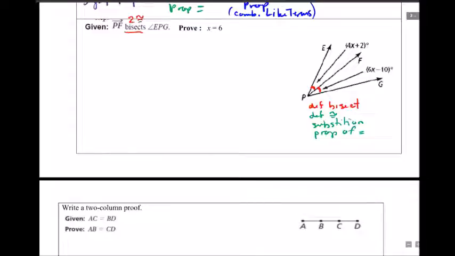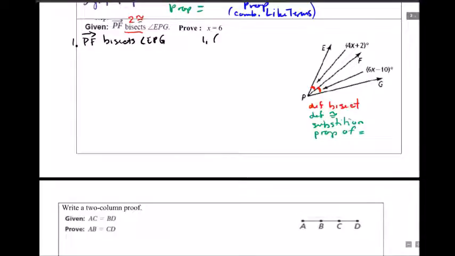Now, the first step of every proof is we write our given. So we could put number 1 here. Ray PF bisects angle EPG.